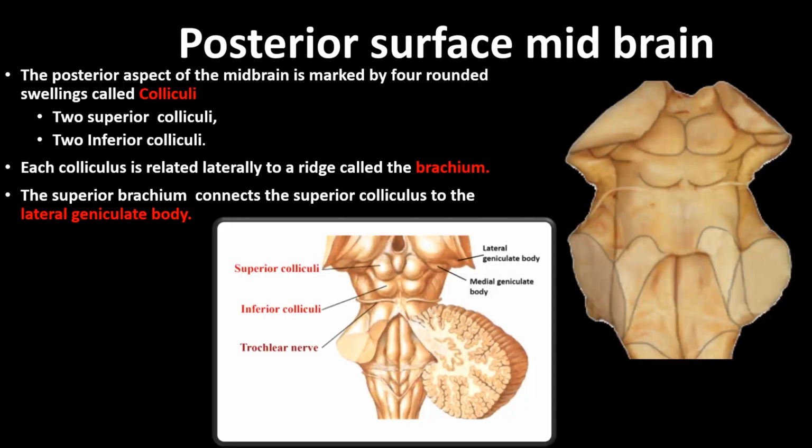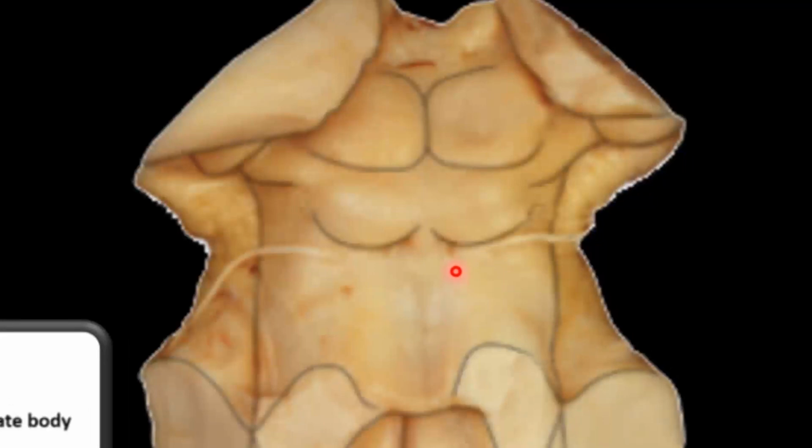Now we look at the posterior surface of the midbrain. The posterior surface of the midbrain is marked by 4 rounded swellings that are called colliculi. We're going to take our first image here. In this image, we can see the 4 colliculi. We can see the 2 sets above and we can see the 2 sets below. So we have 2 sets. The set above called the superior colliculi and the set below called inferior colliculi.